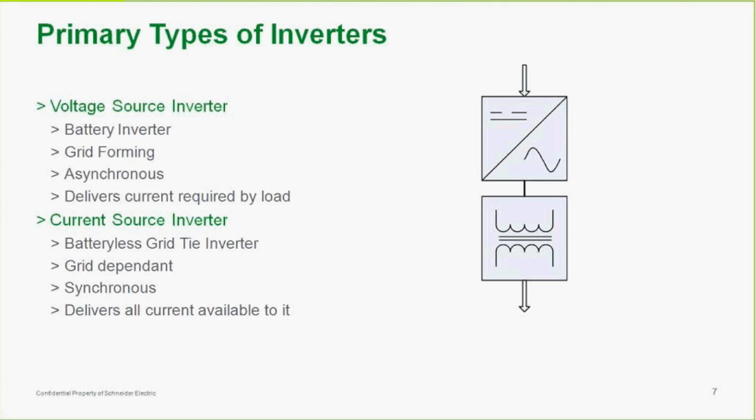The problem is it's going to deliver all current available to it. So for instance, if we did this, let's pretend we have a 5 kW generator, we have a 5 kW solar array.